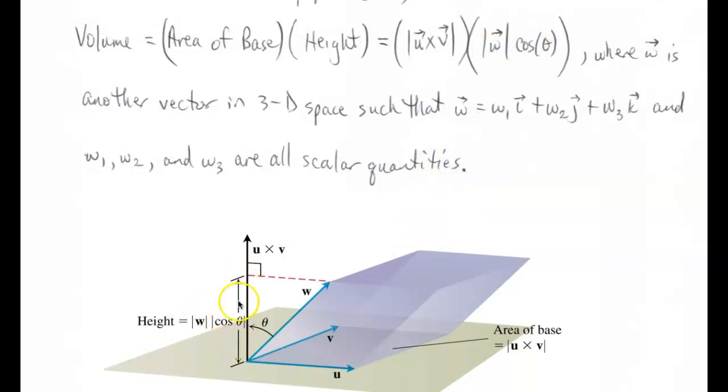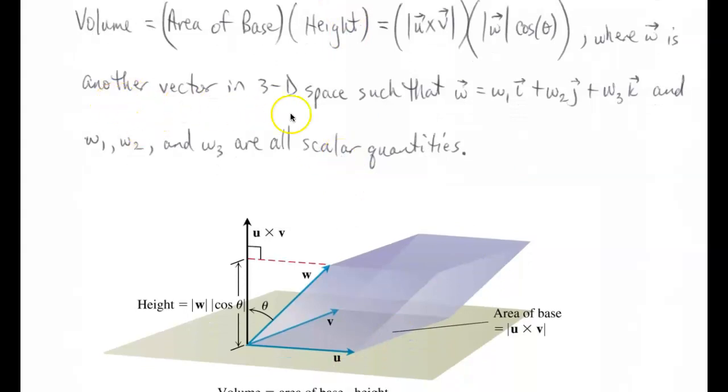And so you see here where we're talking about the height of the parallelepiped. And that's why we have the magnitude of w cosine theta. And again, here's where I talk about defining the vector w, but we've already done it before, so we don't have to worry about that again.